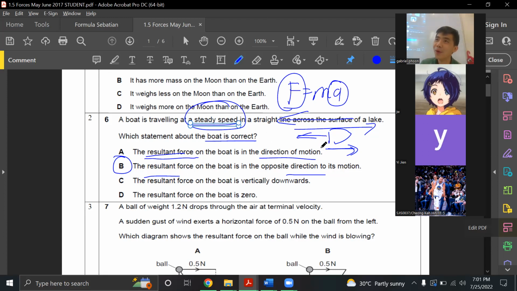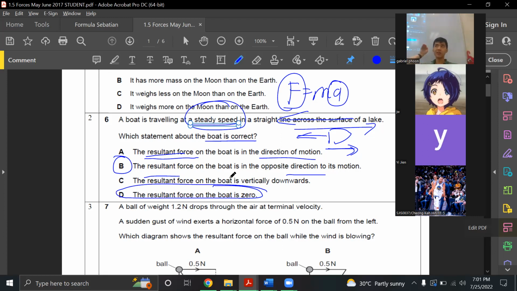Oh, come on. The resultant force is vertically downward and going down? For sure the resultant force will be 0, guys. For the resultant force to be 0, there are only 2 conditions: either the object is stationary or it is moving at constant speed.